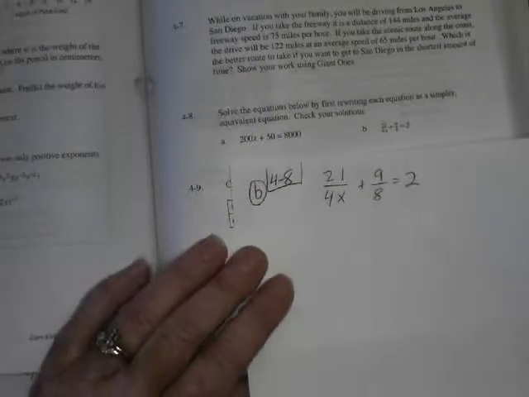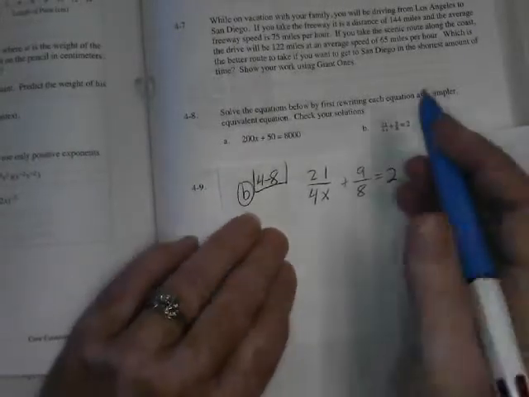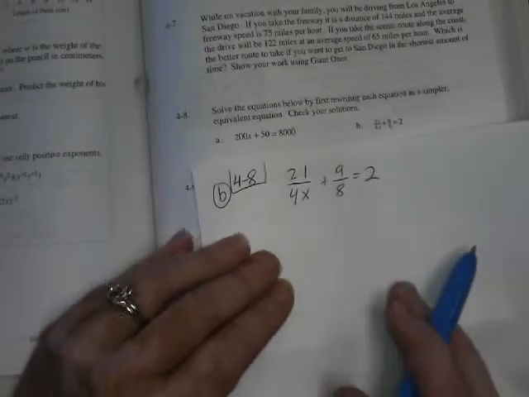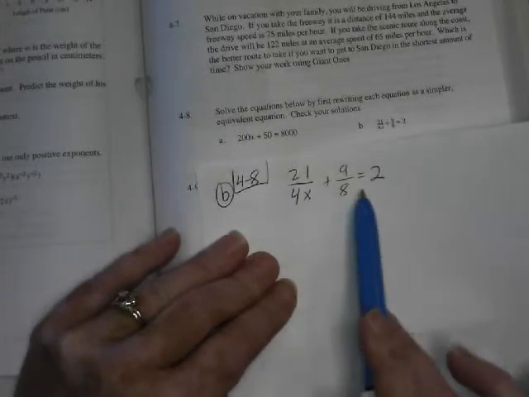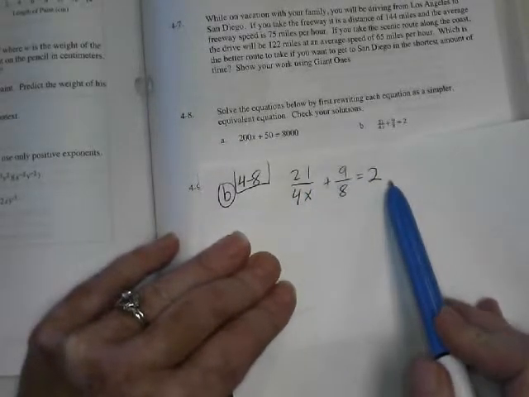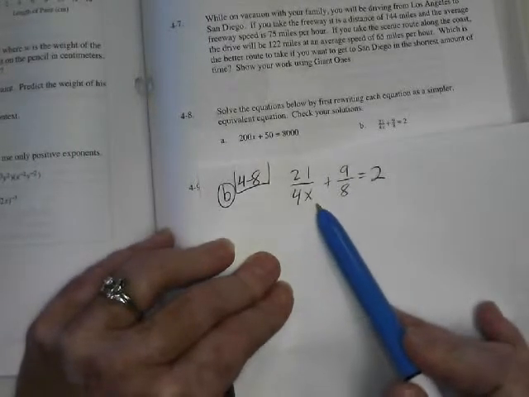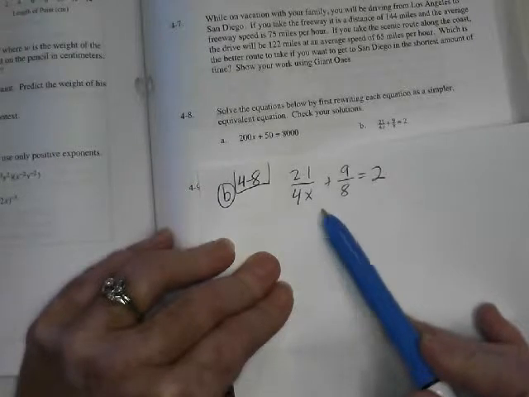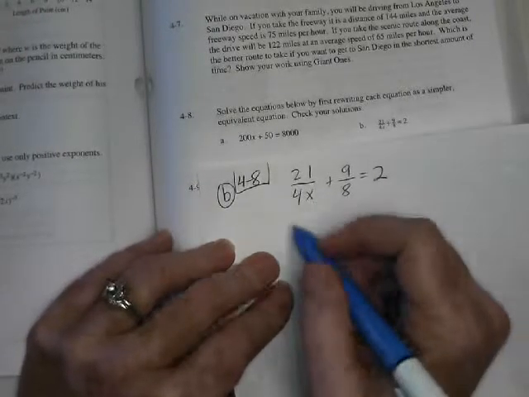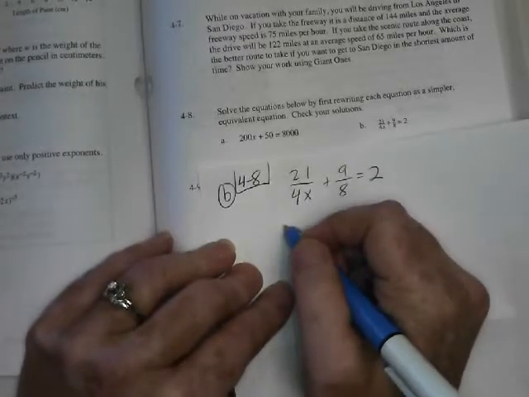Okay, so this is 4-8, letter B. Rocco? So this is a fraction buster problem. You could just multiply everything by 8, and that would get the 8 out of there, but then you'd still have that x kind of stuck underneath there. So I would recommend multiplying everything by 8x, and I'll show you why.